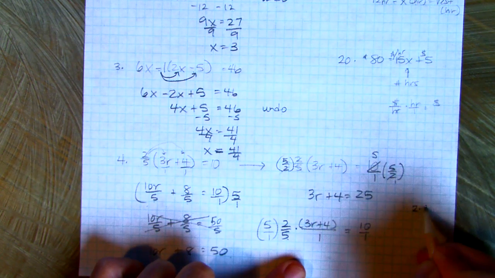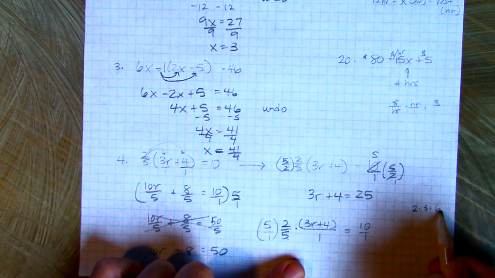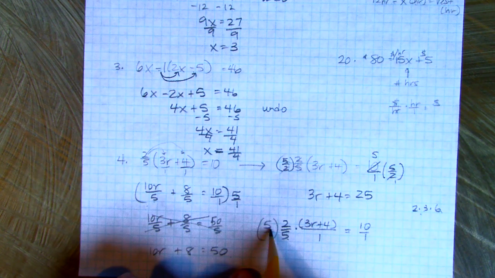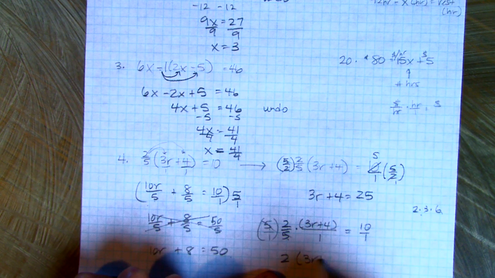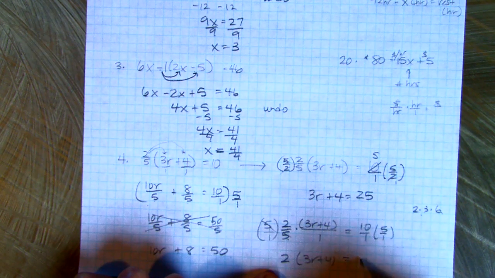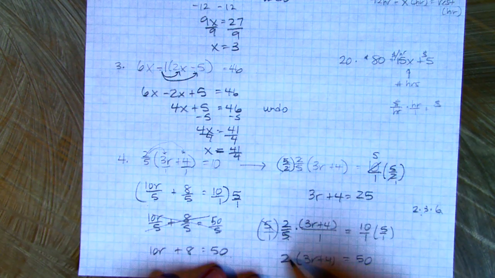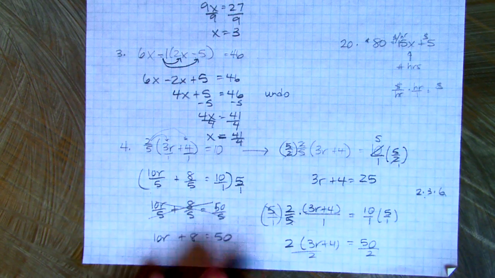Like if you have 2 times 3 times 6, you don't go 2 times 3 and then 2 times 6, right? You just say 2 times 3 is 6, and then 6 times 6 is 36. So I'm just going to do this times this. They're going to cancel, and then I'm going to have 2. And whatever I did to this side, I have to do to this side, equals 50. And now you could actually take your pick. You could distribute, or you could just divide both sides by 2. However you want to go from there.